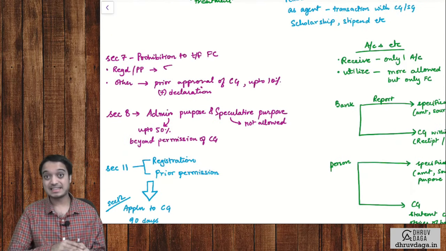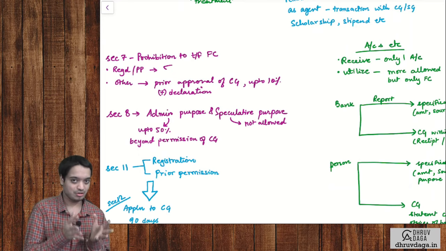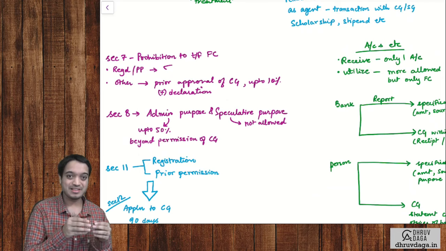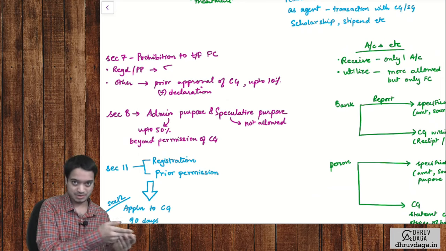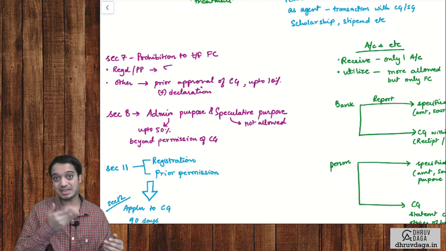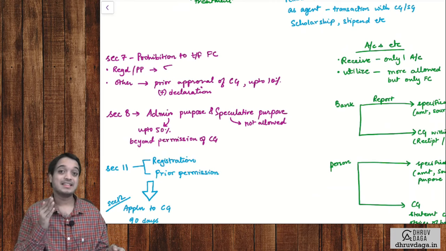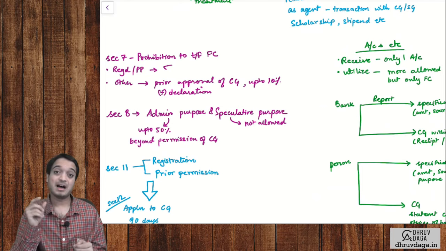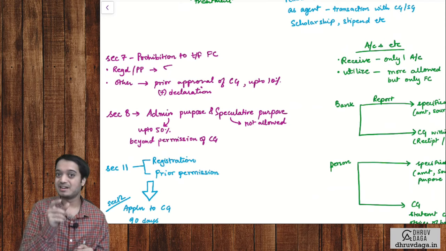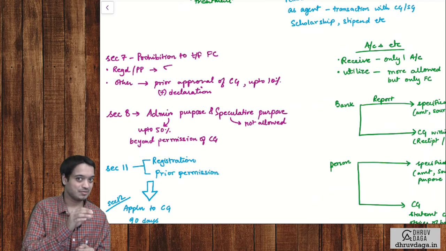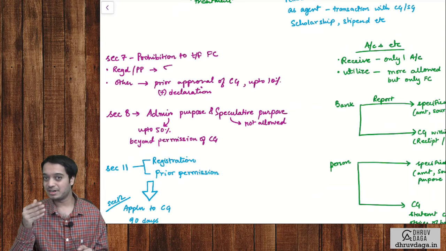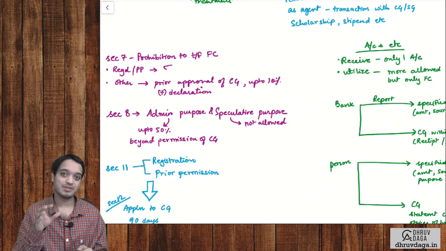Section 7 says that there is a prohibition on transfer of foreign contribution to any other person. You can transfer to another person if the other person is registered or has prior permission. If the other person does not have any prior permission or registration, then in that case, as a general rule, foreign contribution cannot be transferred to him. However, up to 10% can be transferred to such an unregistered person having no prior permission, with a prior approval of the central government. In such case, a declaration shall need to be given that the foreign contribution shall be utilized for an appropriate purpose.